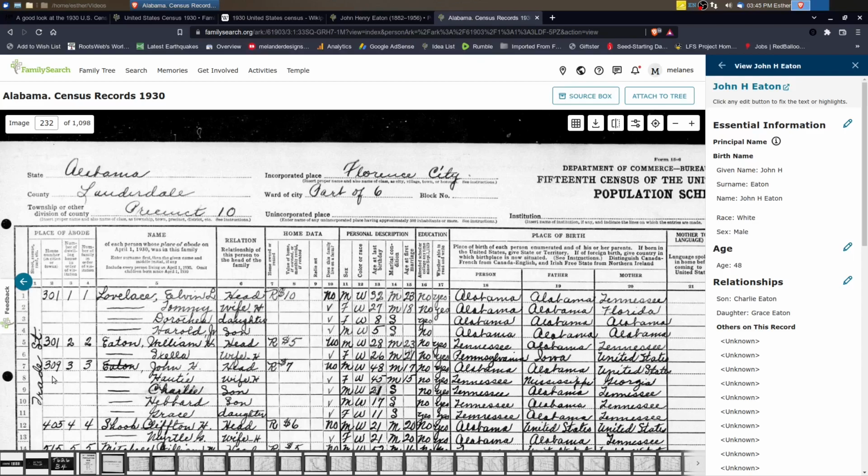And you can then go look and see if the house is still standing, which I did, and the house is still there. Probably looks different than it did in 1930, but it's cool to know that you can actually go and see where these families lived.